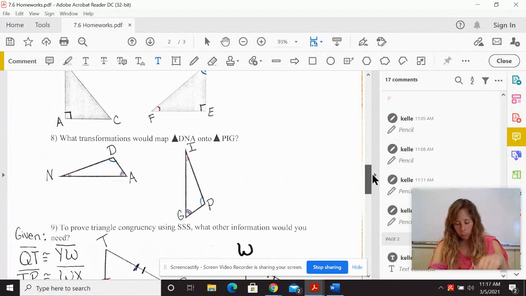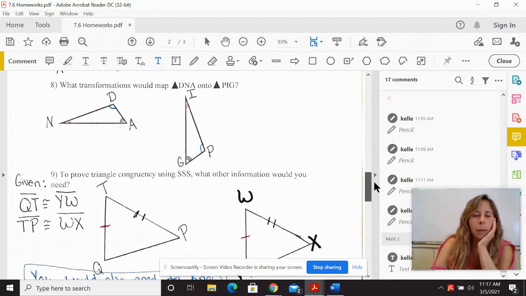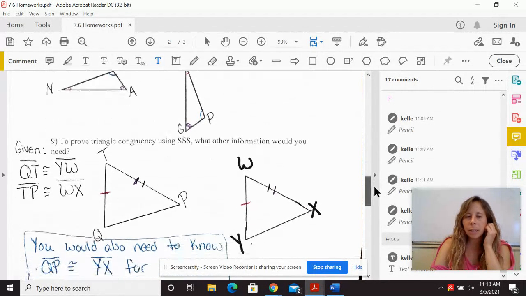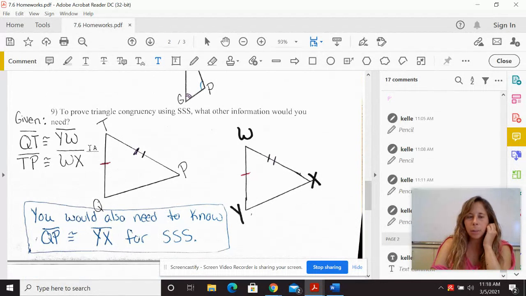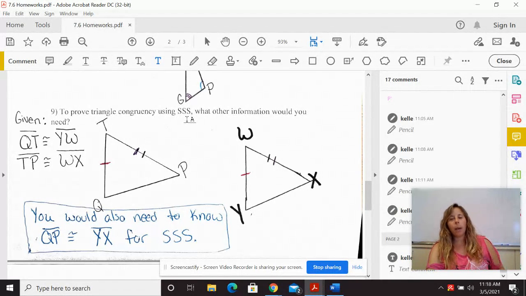Okay, 9 through 12. To prove triangle congruency using side, side, side, what other information would you need? So I did this one as an example. So this is what you're given. You're given 2 triangles with TQ congruent to WY. They have the same mark, so they are congruent. And then TP is congruent to WX. They have the same mark. So if I'm going for side, side, side, what other information would I need?